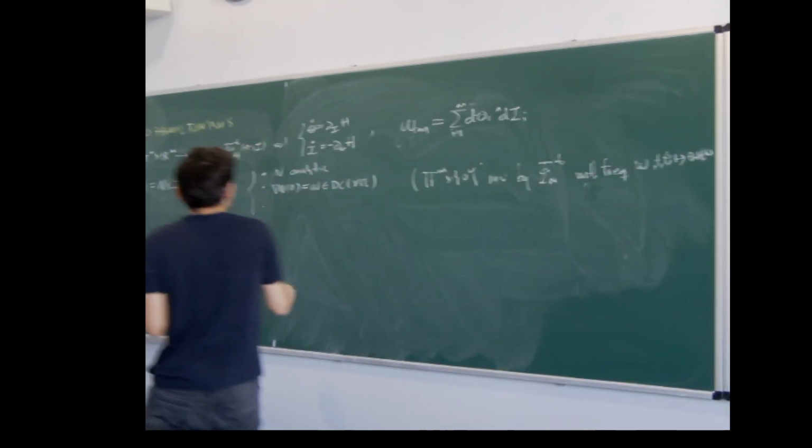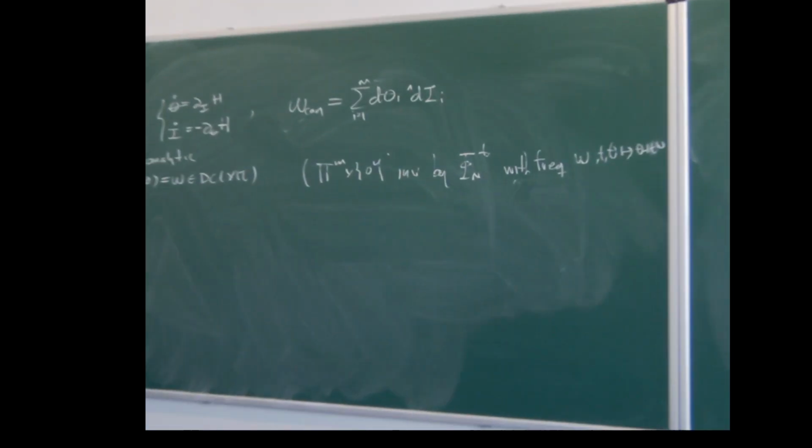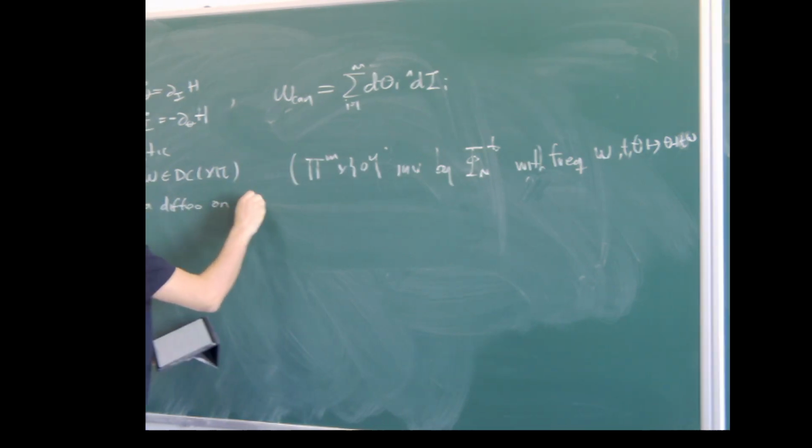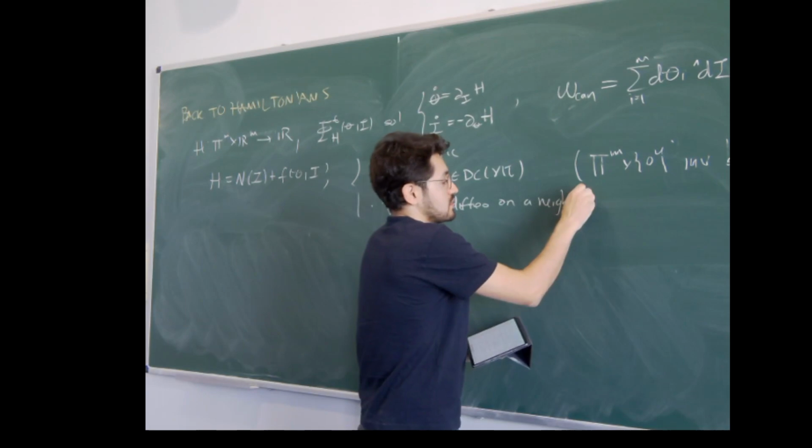And the last thing, I was assuming that this was not degenerate, which I can say like this: delta n is a diffeo on a neighborhood of 0. Okay.